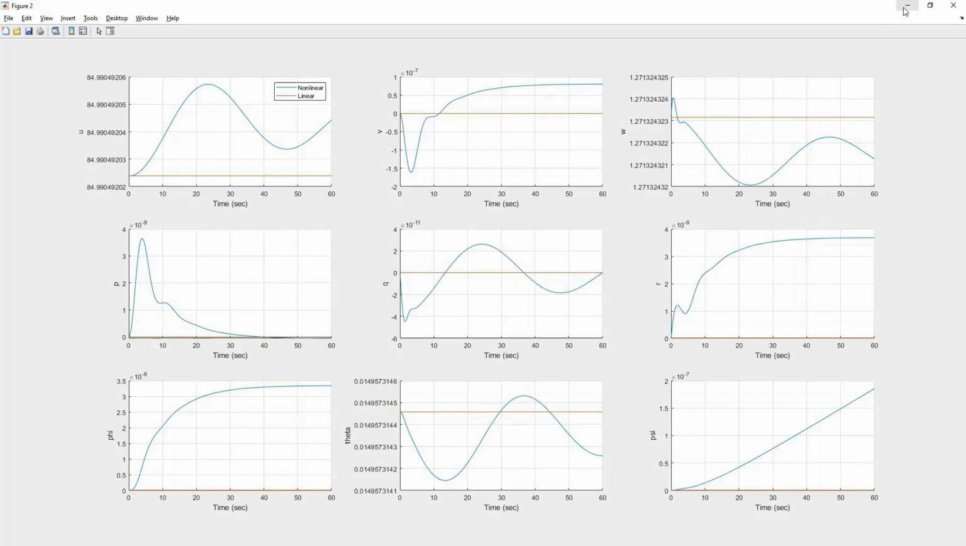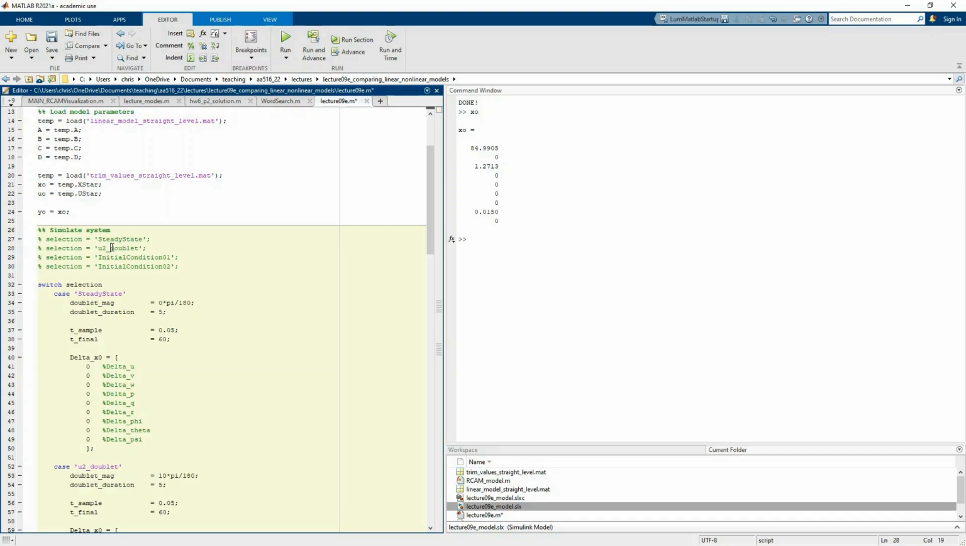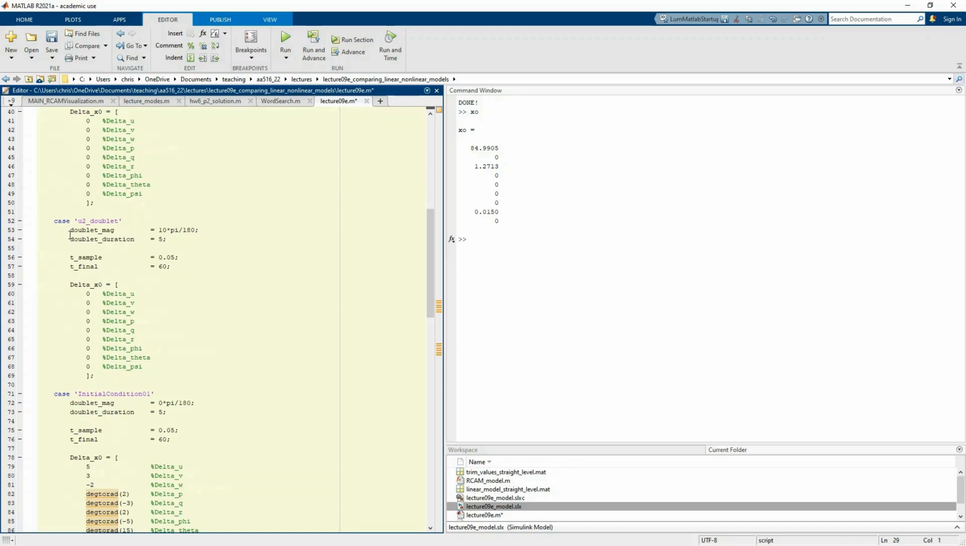Okay, so this is great. This is looking pretty good. Why don't we go ahead and now change the input to this doublet, right? So in this situation, let's input, it looks like, a 10-degree elevator up and 10-degree elevator down for 5 seconds, right? So that's what we're going to do.